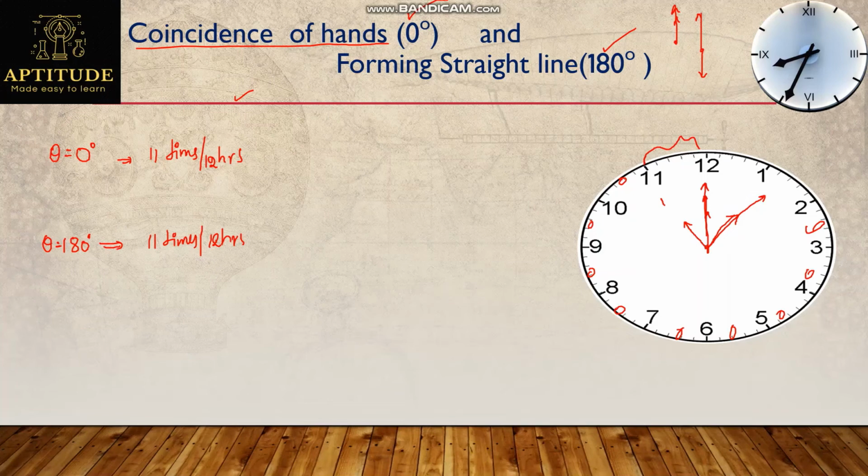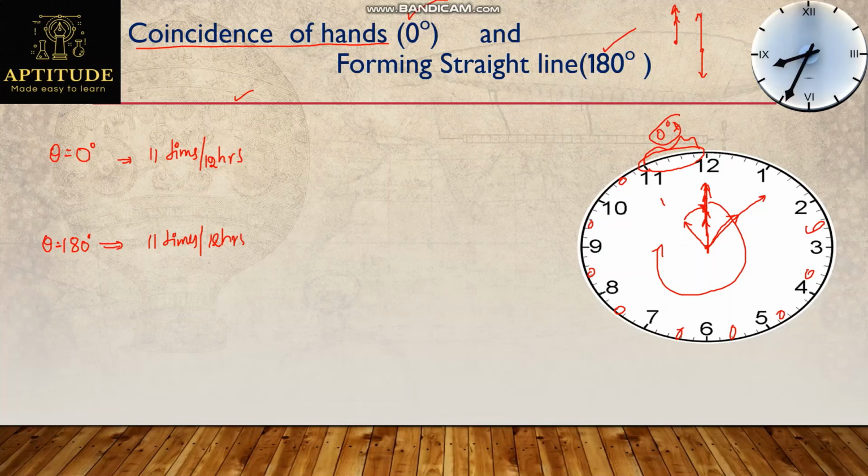Why? Because whenever the minutes hand starts traveling towards this, one more time it starts rotating, and the hour hand will start moving towards 12. And at 12 o'clock, once again they will meet. Which means between 11 and 12, I am not getting 0 degrees. So till 11 o'clock, I will get 0 degrees, but between 11 and 12, I am not getting 0. So that's the reason we'll get only 11 times for every 12 hours.